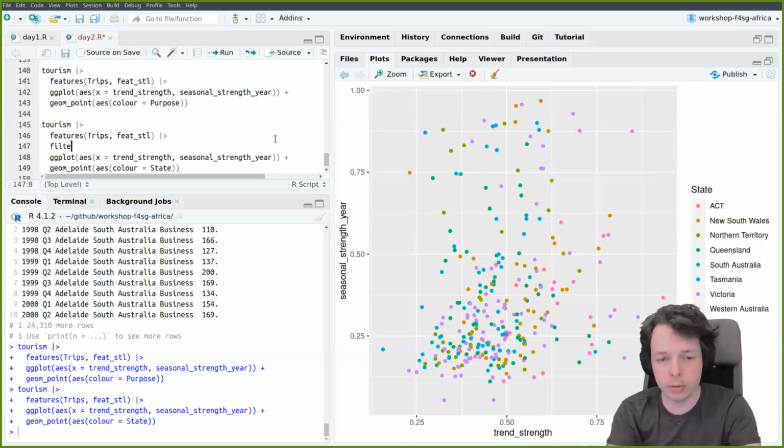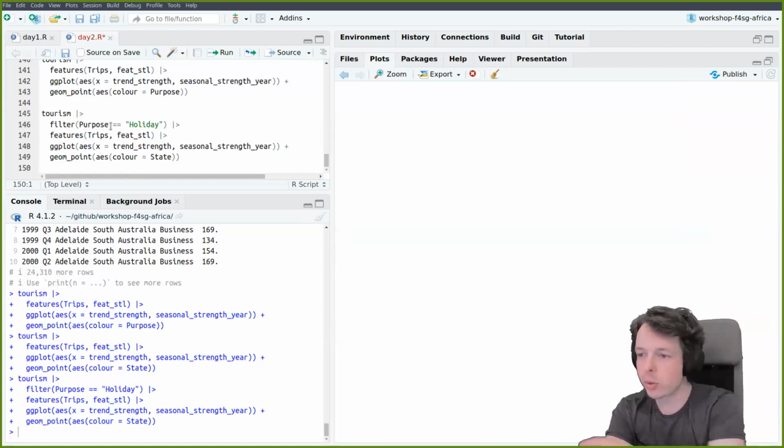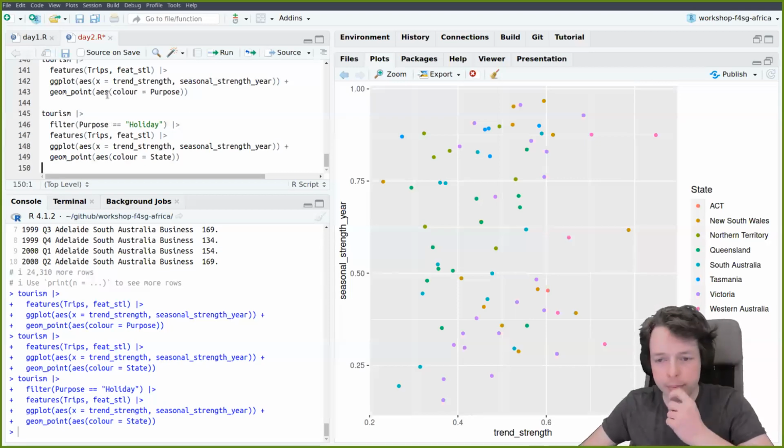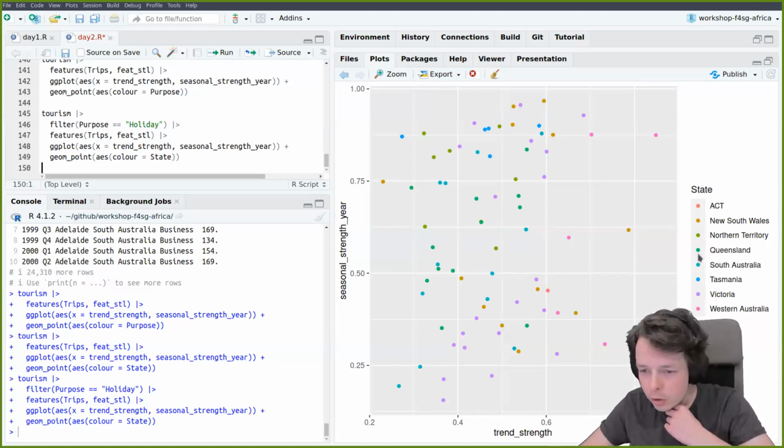Maybe we can filter just the holiday travel now, and I'll do it before I calculate the features just to save a bit of computation. So now let's only look at the reason of travel being holiday. Perhaps it's more seasonal when you're going to Brisbane in Queensland or Victoria when it's cold. So in Victoria, we have some regions which are very seasonal, others that are not. We can tell that because it's purple. There's some purple points at the top and the bottom for high and low seasonality. For Queensland, in the green color, it's also a bit spread out, so it's not very obvious.